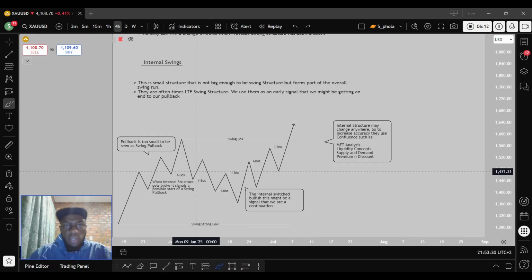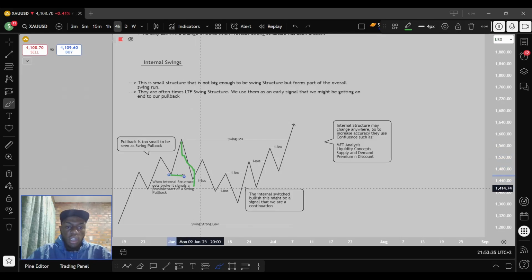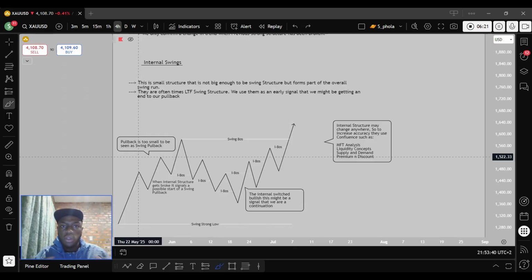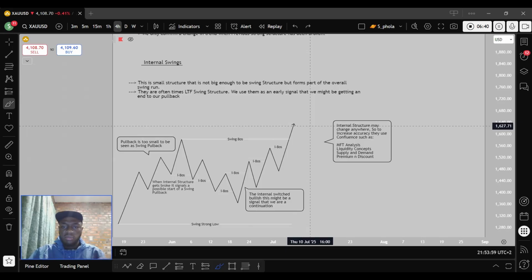You might get chopped sometimes because price might come back, sweep the liquidity behind this low and continue. So use it in confluence with liquidity concepts, supply and demand, Fibonacci levels, premium discount, support and resistance, whatever you use to trade. Use it in confluence with that.